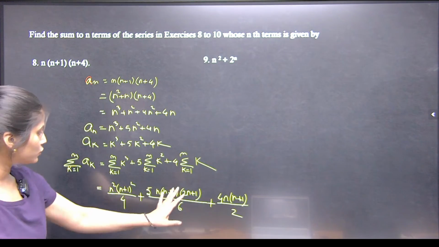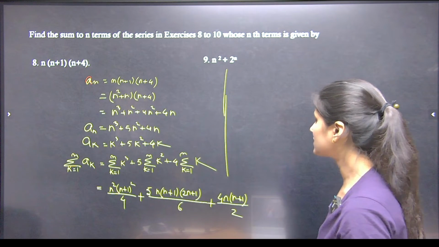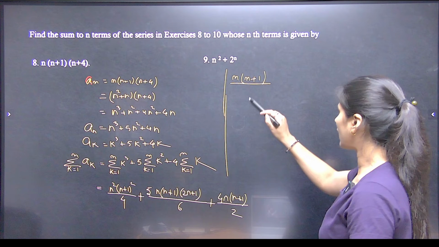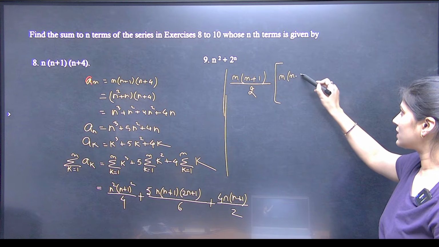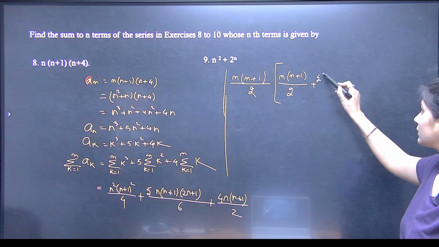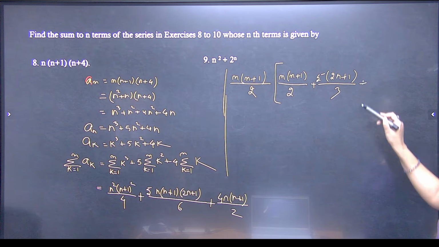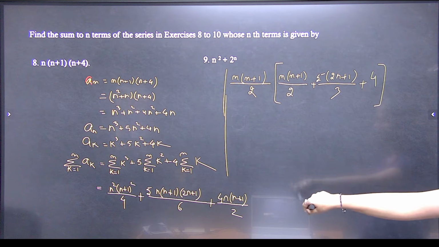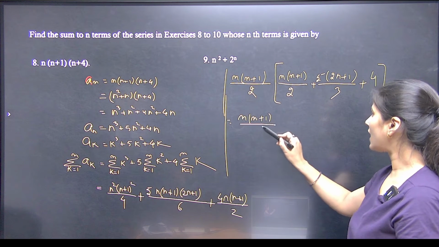Okay, now from these three groups we can take common. I am taking common n plus 1. Out of 4, 6, 2, I am taking 2. So in the first group we have n plus 1 by 2, okay. Then we have 5 (2n plus 1) by 3. And then we have taken 2 from the denominator, so we have 4 only. Since we have taken n plus 1 by 2, so now we have n plus 1 by 2.